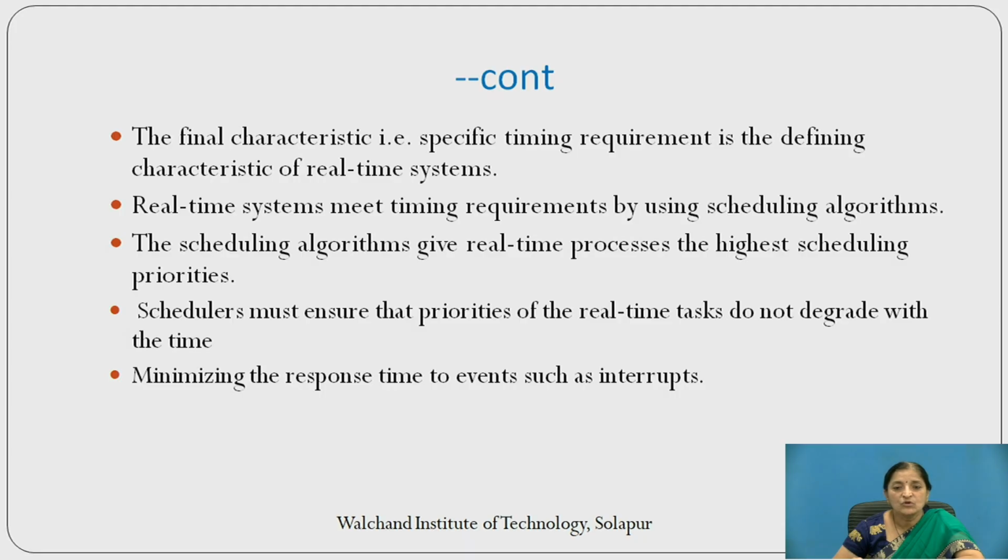Minimizing the response time to events such as interrupts is also important. There are two types of latencies in real-time systems, that is interrupt latency and dispatch latency. So a real-time system should always take care to see that these latencies are kept minimal. That is, the response time to events such as interrupts should be minimized, as well as the time taken to dispatch, that is, to take one process off execution and take the higher priority process for execution, should also be minimal.